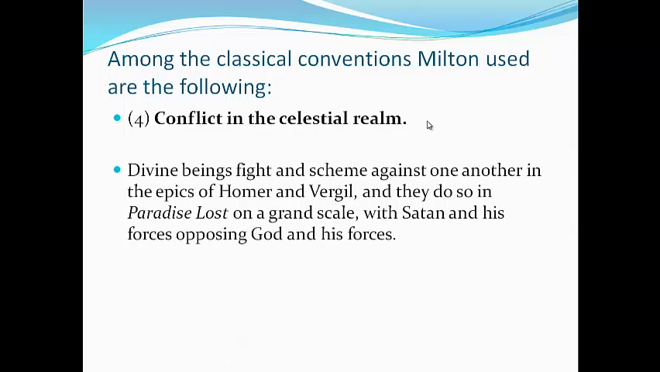Next, he used the technique of conflict in the celestial realm. Divine beings fight and scheme against one another in the epics of Homer and Virgil, and they do so in Paradise Lost on a grand scale, with Saturn and his forces opposing God and his forces.